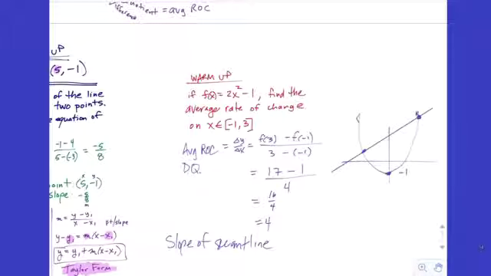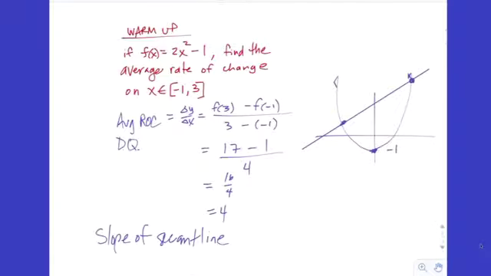Average rate of change. Nice tennis ball. Okay, any questions on the warm-up?